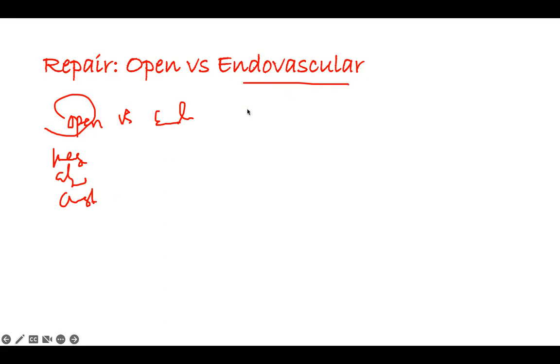Endovascular means you're going through the groin. You're making a tiny incision using a needle and using contrast. Take pictures with wires. You put a wire through the vessel and go to the aneurysm and repair it from there. So one is a big incision, the other one is a small, tiny incision. We don't even call it that. It's just a puncture wound in the groin to get to the vessel and fix it.